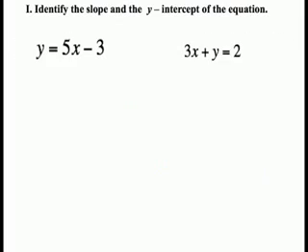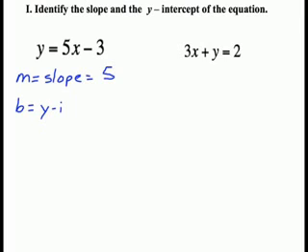Identify the slope and the y-intercept of the equation. First, we have y equals 5x minus 3. The slope is always the number that is in front of the x. So in this case, our slope would be 5. The y-intercept is always the number that is by itself, including either the plus or the minus sign that is in front of it. So in this case, our y-intercept is negative 3.